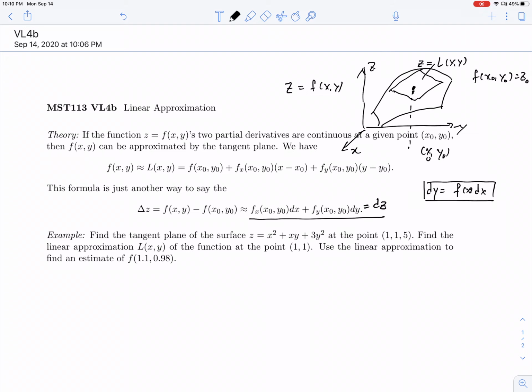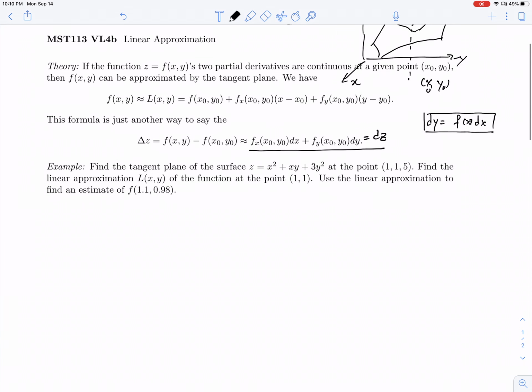So let's look at an example over here, how to do this. Once we have understood where the formula is from, we can simply plug in the necessary data, and then we have it. So let's look at the solution.